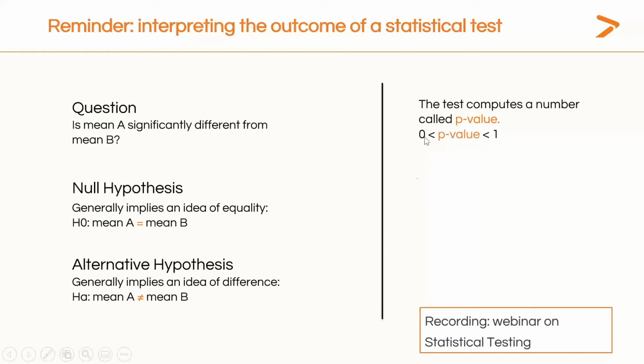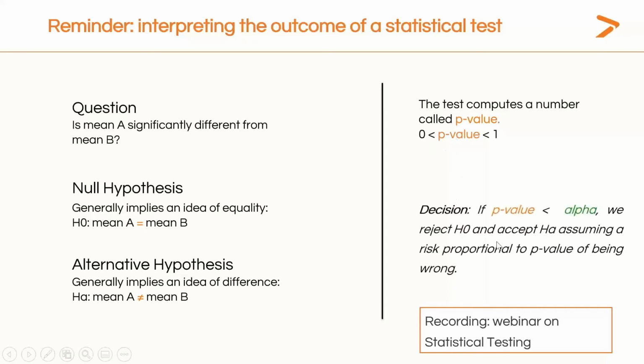So if you want to learn more about alpha and p-values, don't hesitate to check the webinar on statistical testing here. Anyway, as soon as you get your p-value out of the statistical test, you compare it to your risk threshold alpha. If it's smaller than alpha, you can reject the null hypothesis and accept the alternative hypothesis while taking a risk proportional to the p-value of being wrong. Okay, so more generally, we say that if the p-value is low enough, if it's lower than alpha, we have a significant effect. There is a significant effect of drug administration on mean systolic blood pressure, for instance.